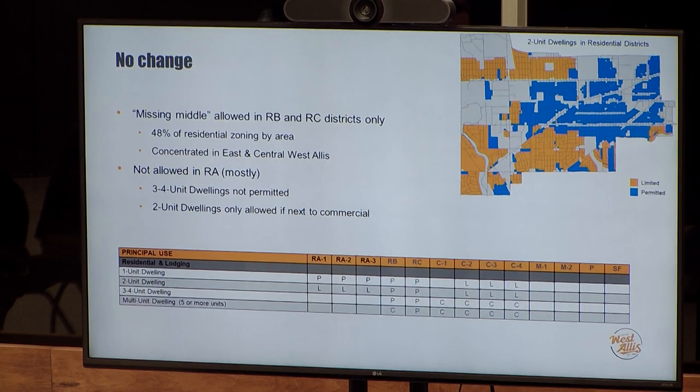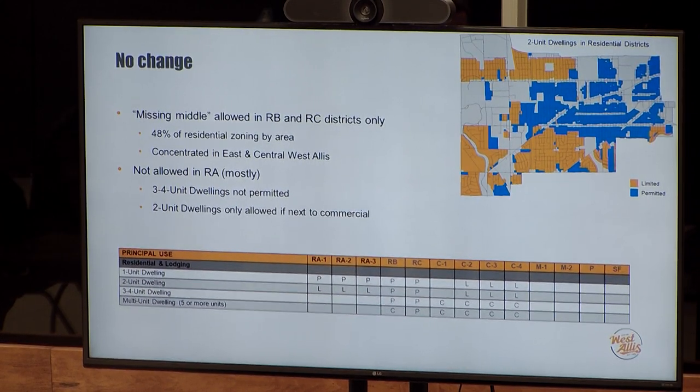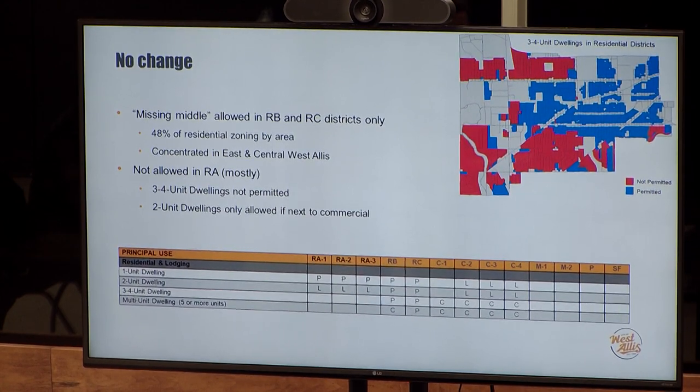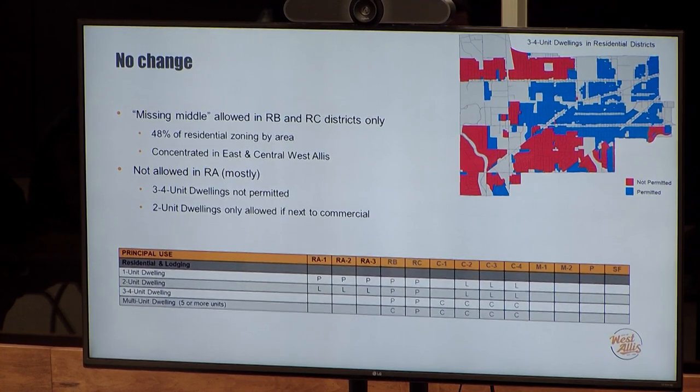So the missing middle type housing is allowed in our RB and RC districts only, which is in the blue on that graph up on the right there. That is where duplexes are allowed. And this, again, is where 3 and 4 unit apartments are allowed. So it's mostly on the east side and central side of the city.